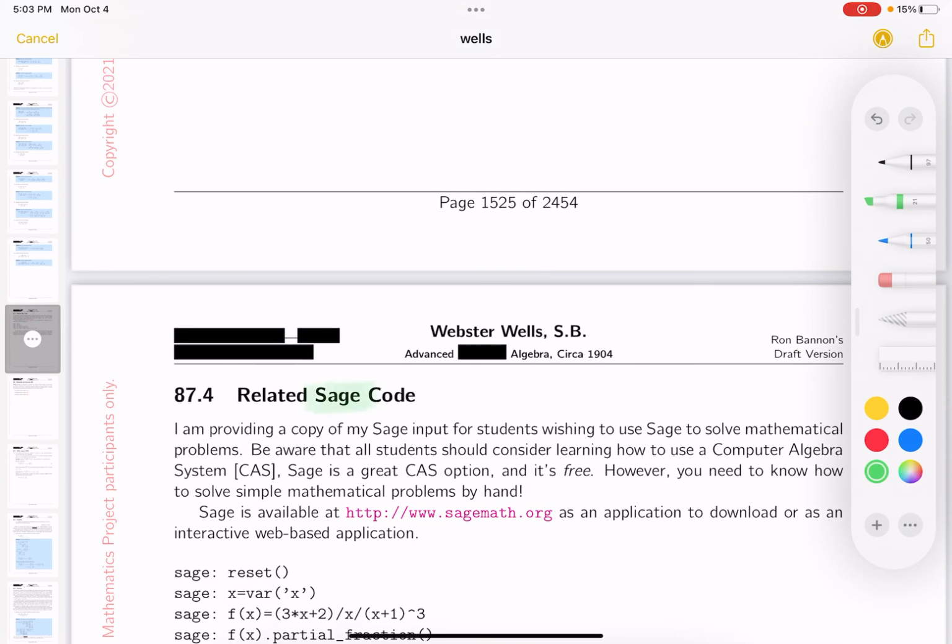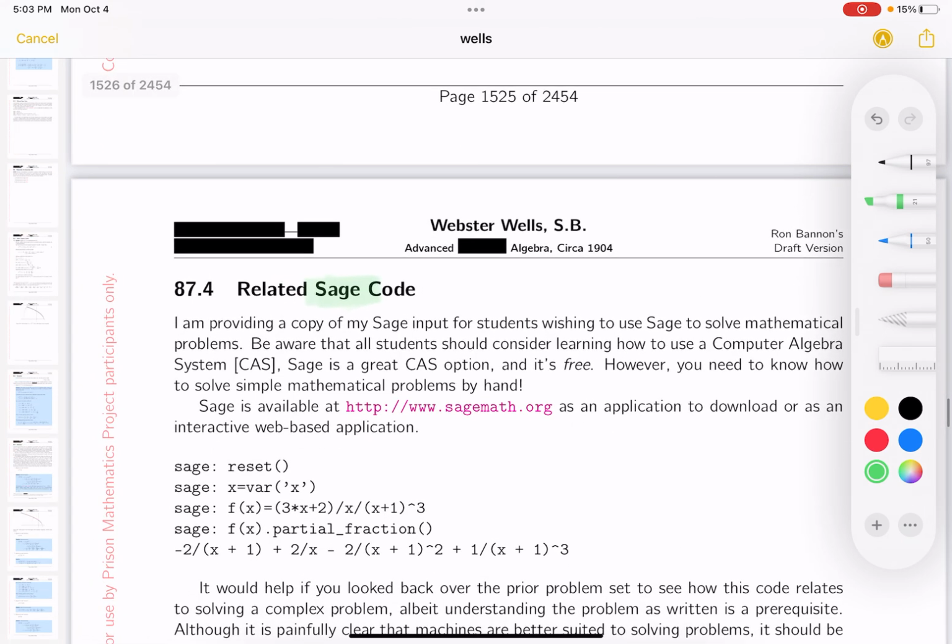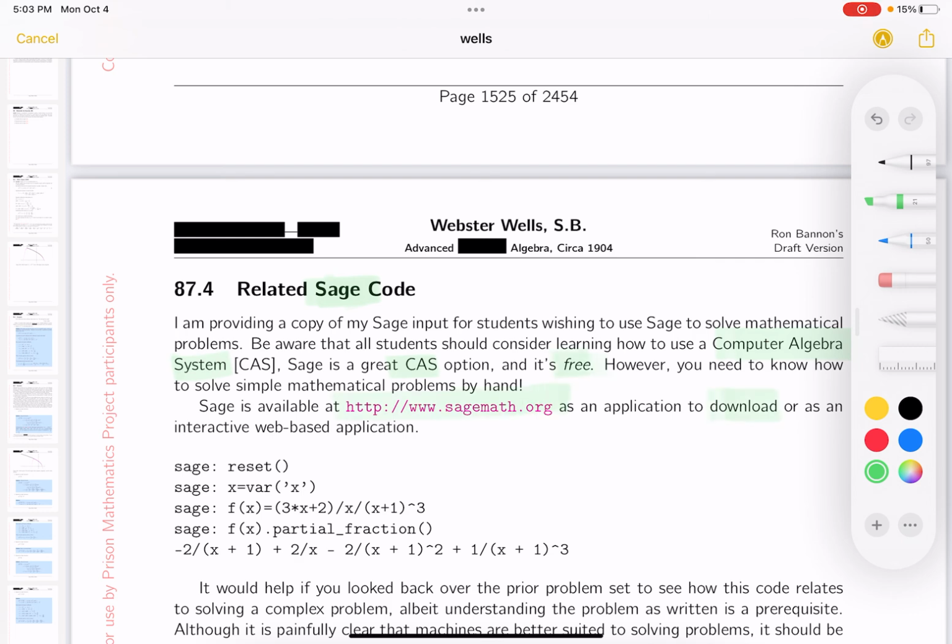I will remind you about SAGE. What's SAGE? It's a computer algebra system, abbreviated CAS. It's free. What do you mean? It's open source. Go to this website over here. Either download it or use the interactive web-based application and type in some code. There's a new command over here. I want to put what the command is. It's partial fractions. SAGE can do partial fractions, and it does a really nice job at it.